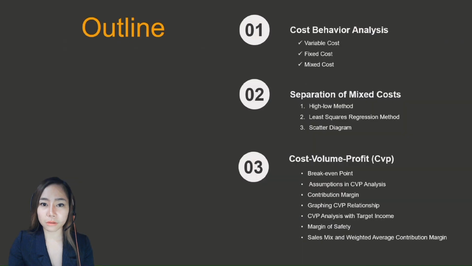So here is my outline of my discussion. Cost behavior analysis, separation of mixed cost, the high-low method, the least squares regression method, scatter diagram, and cost volume profit. In CVP, we'll also discuss the break-even point, assumptions in CVP analysis, contribution margin, graphing CVP relationship, CVP analysis with target income, margin of safety, and sales mix and weighted average contribution margin.